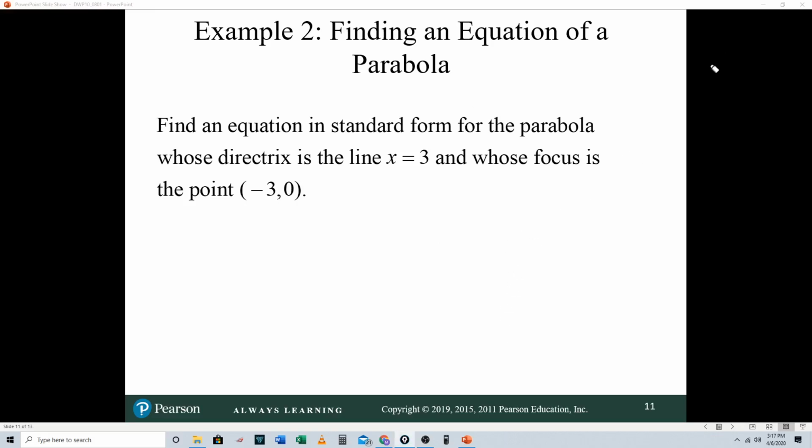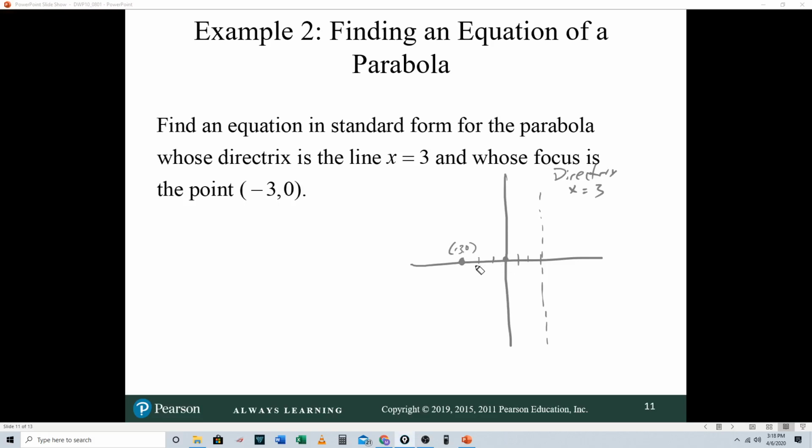Okay. So we have x equals 3, which is again 1, 2, 3. Dash lined. This is the directrix. The focal point is negative 3, so (-3, 0).